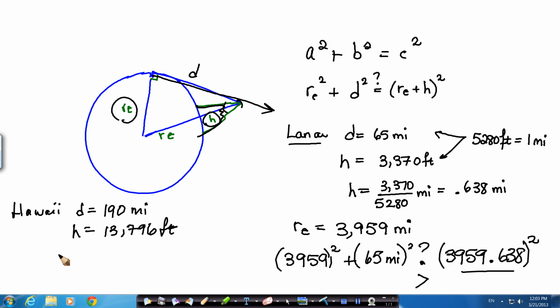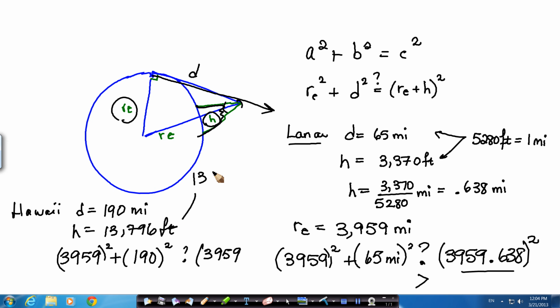So what do we got here? So we want to know the radius of the Earth is 3,959 squared plus 190 squared. Is that greater than, less than, or equal to 3,959? And this guy we have to change, right? This is 13,796 divided by 5,280.